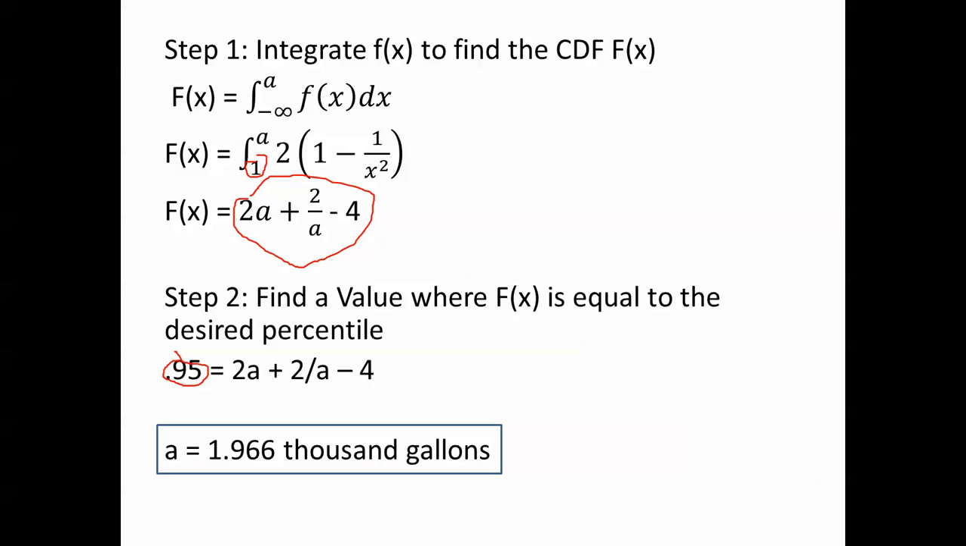This method of finding the CDF and setting it equal to its desired percentile will work for any continuous function there is, including distributions such as beta, Weibull, and log normal. As long as we're able to find the CDF, or we were given the CDF, we can find the percentile for that given distribution.